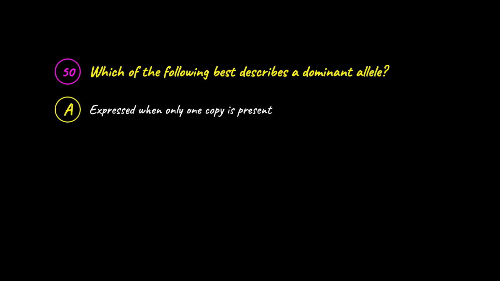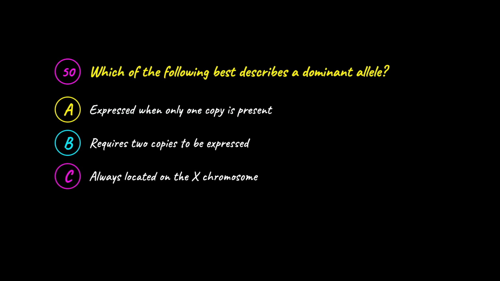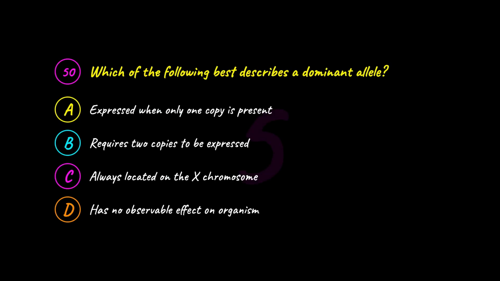Question 50. Which of the following best describes a dominant allele? Your options are A. Expressed when only 1 copy is present. B. Requires 2 copies to be expressed. C. Always located on the X chromosome. D. Has no observable effect on organism. Take a second. Which answer would you pick?